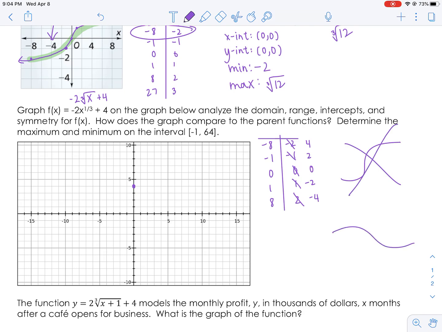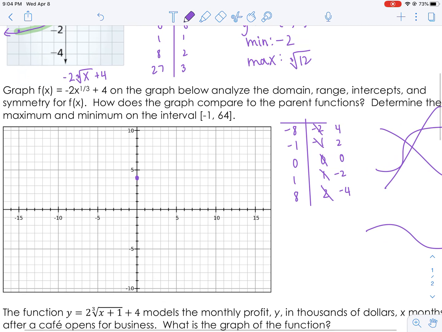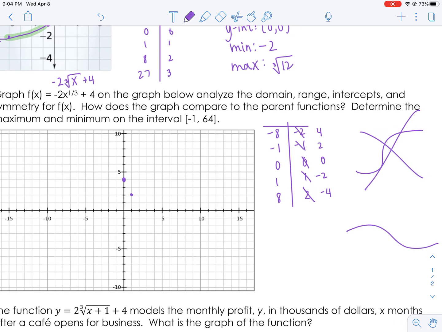So I'm going to start at my turning point, 0, 4, and then I'm going to go over 1, down 2, over 8, down 4. And the opposite way, so then I'm going to go left 1, up 2. And then from here, I'm going to go left 8, up 4.